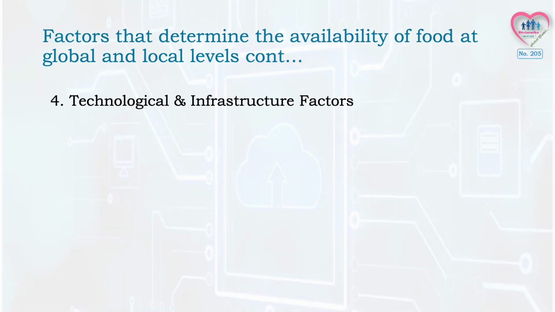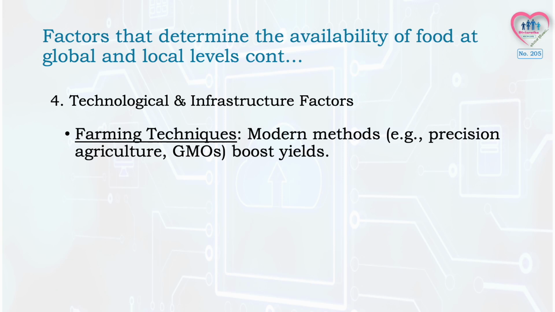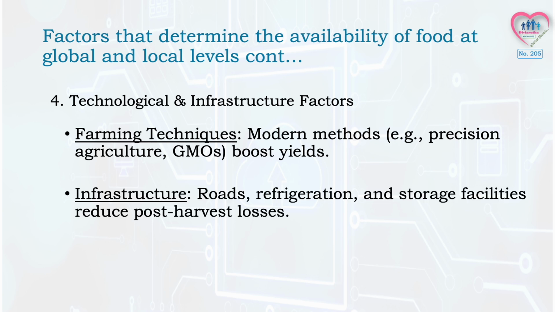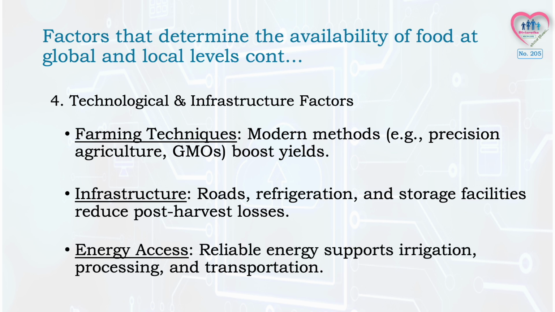Fourth is technological and infrastructure factors. They are evident as farming techniques. Modern methods such as precision agriculture, GMOs boost yields. Infrastructure. Roads, refrigeration, and storage facilities reduce post-harvest losses. Energy access. Reliable energy supports irrigation, processing, and transportation.